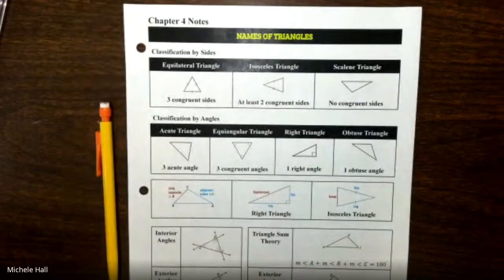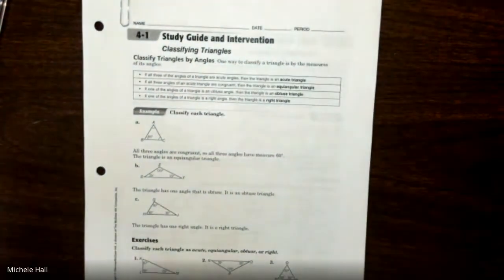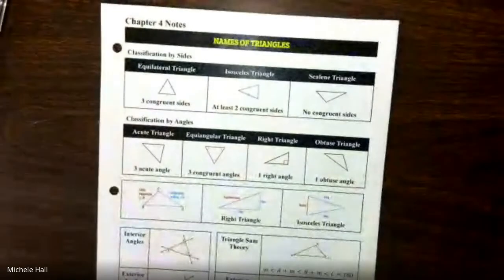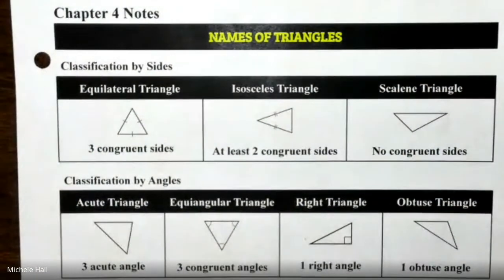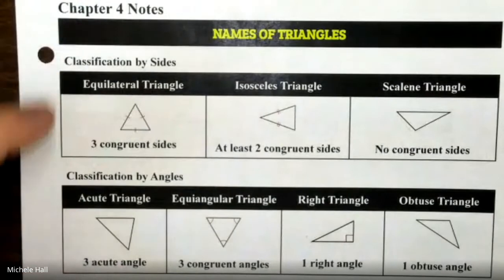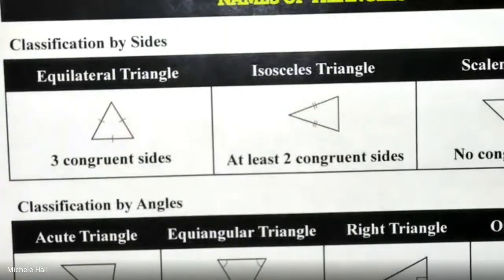All right. So, chapter 4. What do we got here? Study guide. Classifying triangles. So, if I look at my condensed notes, classifying triangles, you can classify by sides. And so when you have, now we're getting into markings on triangles. We got to make sure we're paying attention to them.